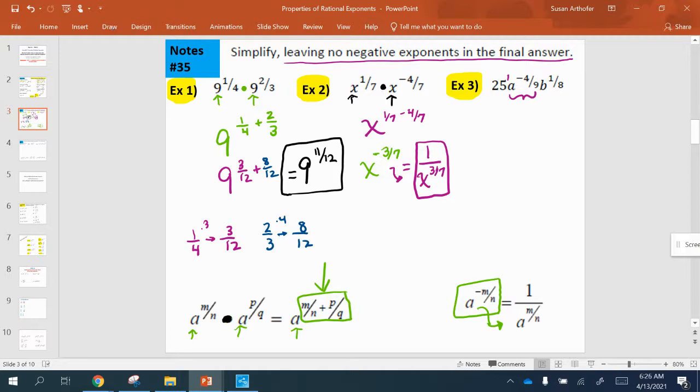So what happens when it's negative? It dives down into a denominator, so that a to the -4/9 is going to get moved into the denominator. So I'm going to draw a fraction bar. 25 stays put. B to the 1/8 stays put. But that a to the -4/9 needs to dive down. And once it does, you make the exponent positive. And that's the final answer. So this problem is only asking you to deal with the negative exponent right here on the A.